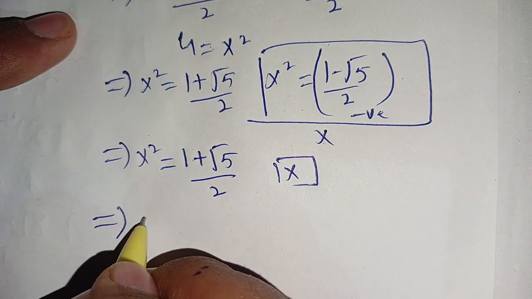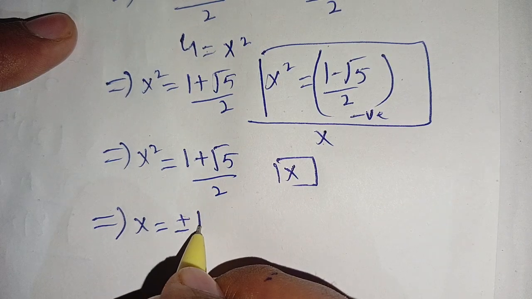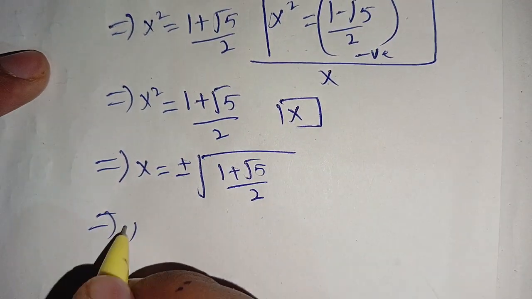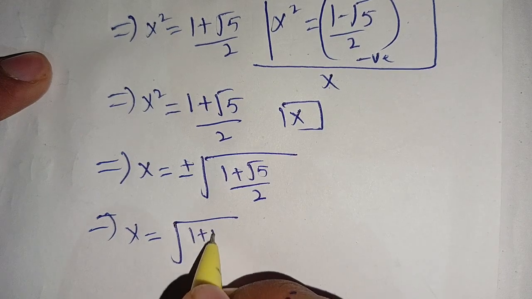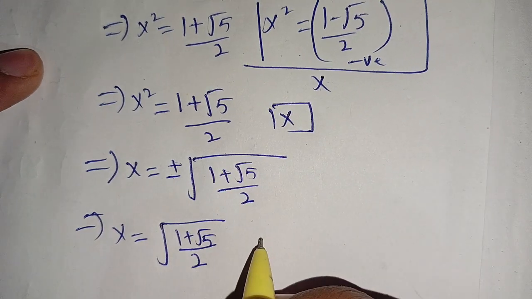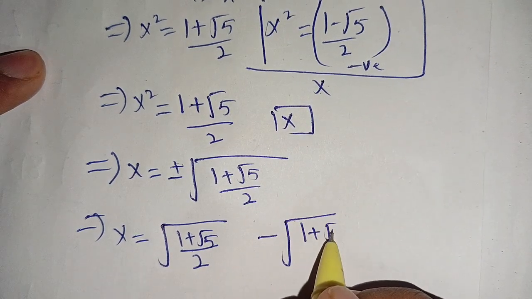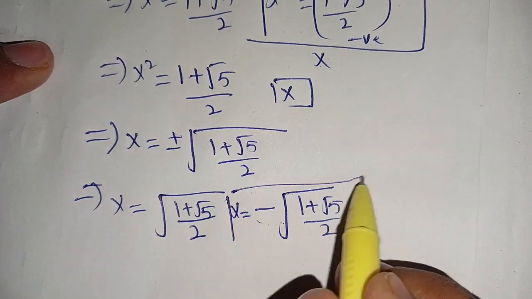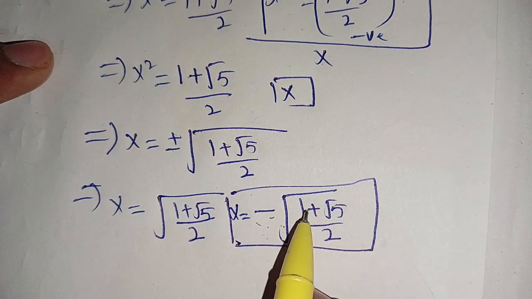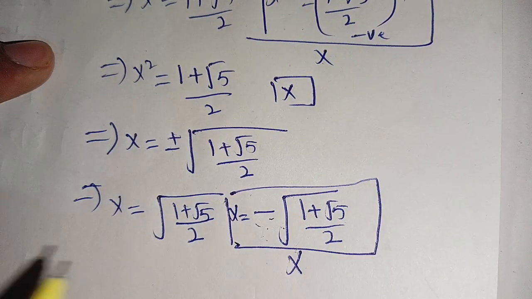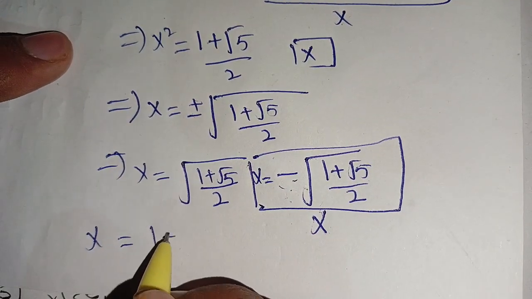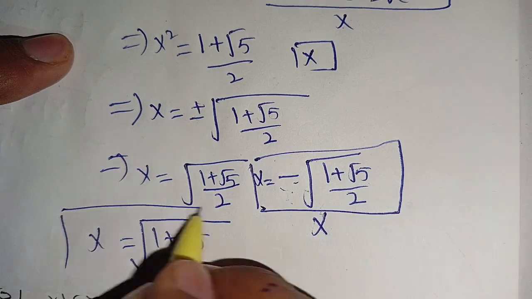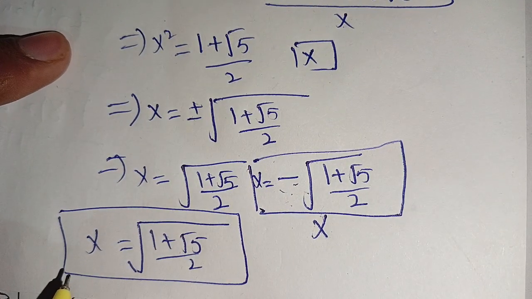Now in the next step, our value of x is equal to plus minus square root of 1 plus square root of 5 divided by 2, which implies x is equal to square root of 1 plus square root of 5 divided by 2, and minus square root of 1 plus square root of 5 divided by 2. This is negative, so we can reject it. Our only value of x is the square root of 1 plus square root of 5 divided by 2. This is the required value of x which satisfies our given figure.